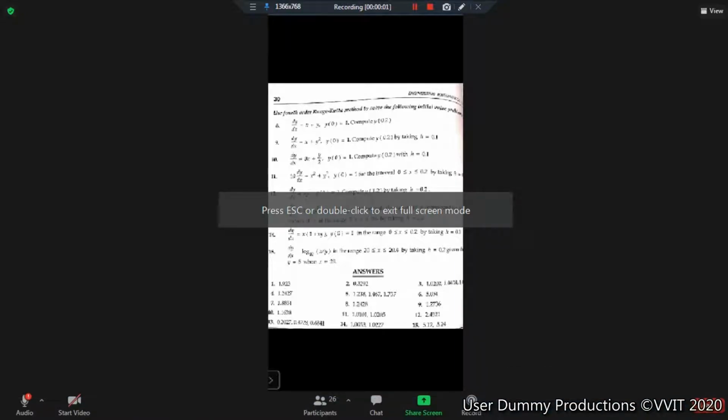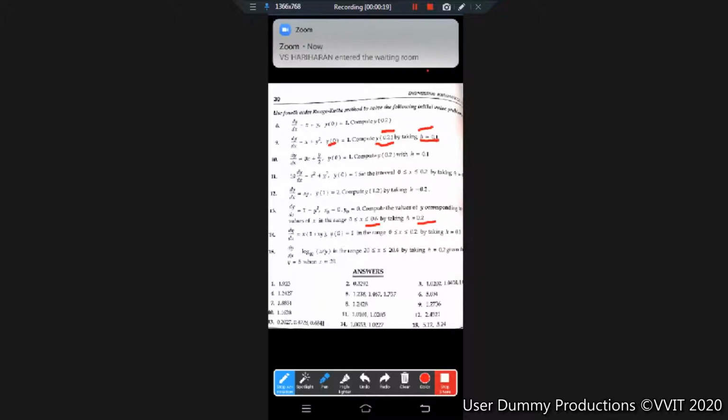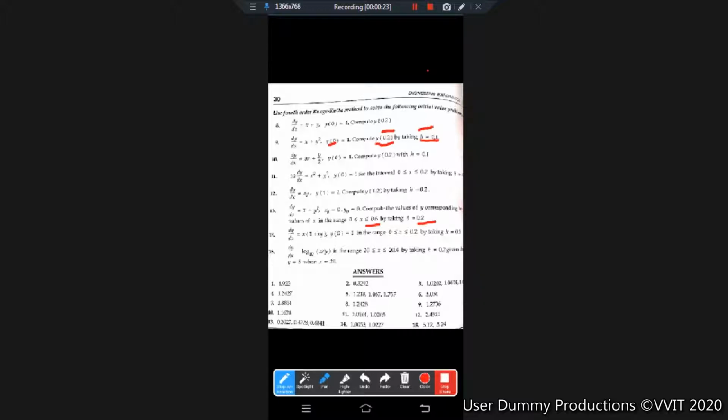Coming to question number 13. Here h is 0.2, but they have given x values from 0 to 0.6, and now they are asking you to find y at the maximum x, 0.6. How will you compute? It will take 0.2 plus 0.2 plus 0.2. How much will it be totally? 3 stages you have to do.